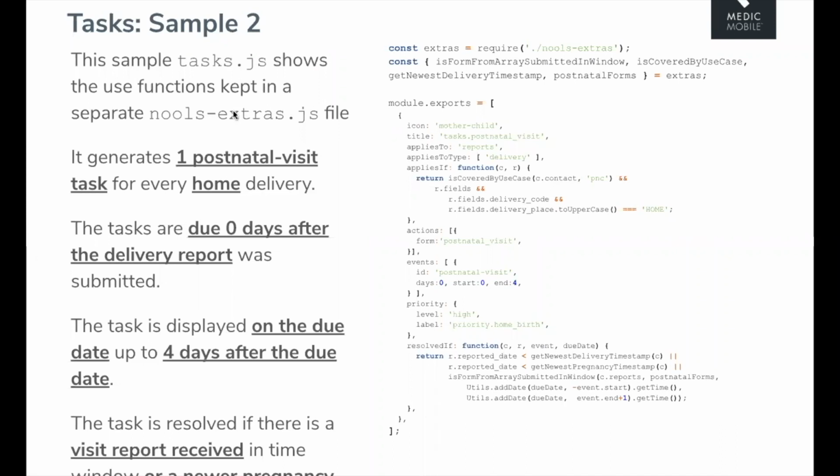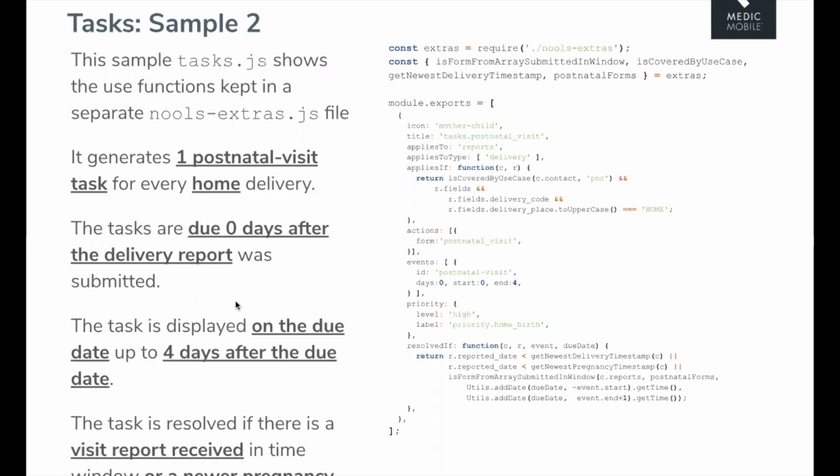So in this, we have another task that uses a separate file to provide additional functionality. So you could have additional functions that you want to use, and you would write this in a separate file called nulls extras.js. So in this case, you have a task that should generate 1 postnatal visit for every home delivery. And the task is due 0 days after the delivery report. And the task is displayed on the due date and up to 4 days after the due date.